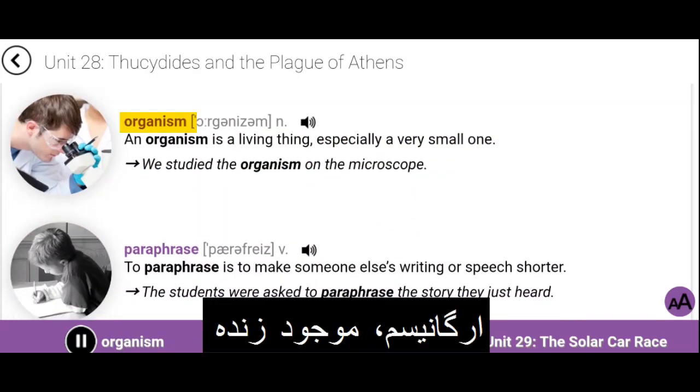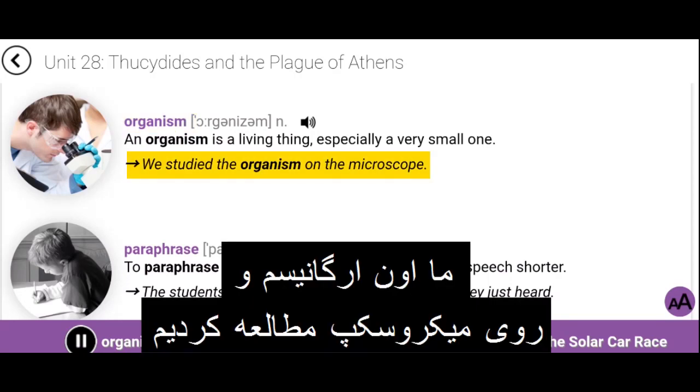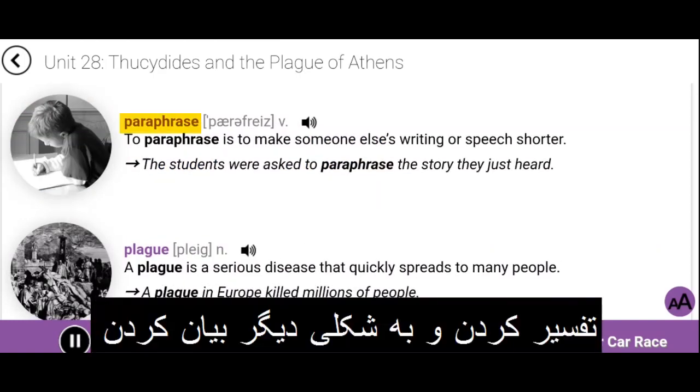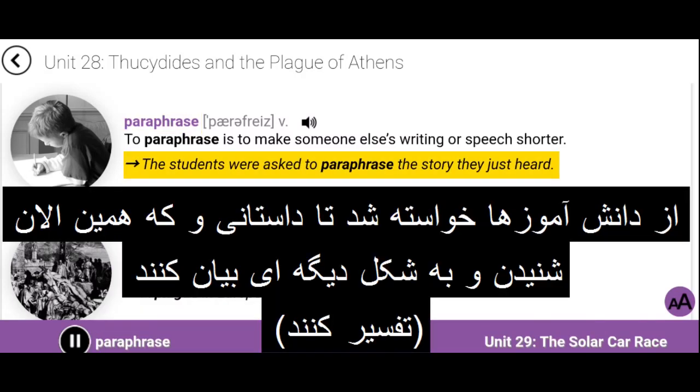Organism. An organism is a living thing, especially a very small one. We studied the organism on the microscope. Paraphrase. To paraphrase is to make someone else's writing or speech shorter. The students were asked to paraphrase the story they just heard.